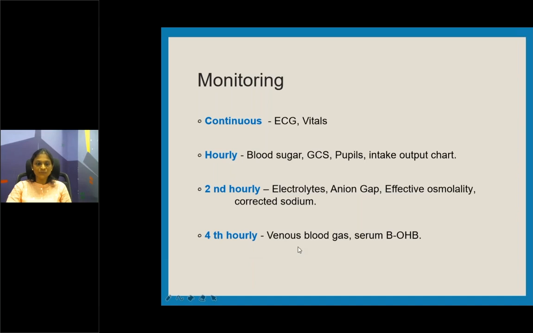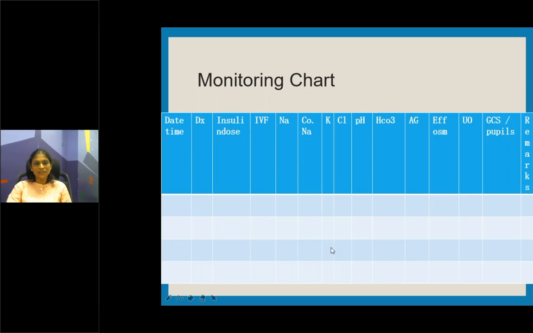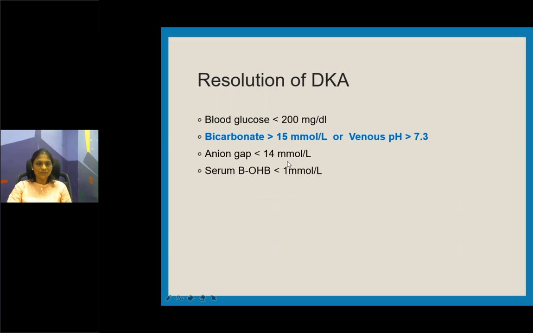We do fourth hourly a venous blood gas and serum or a point of care ketone assessment if possible. This is an example of the chart which we use in our ICU. Every hour we keep monitoring sugar and the insulin dose, IV fluid intake and the output, and second hourly electrolytes, and fourth hourly the pH and ketone bodies.